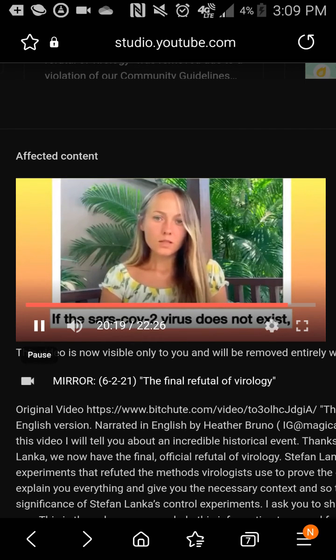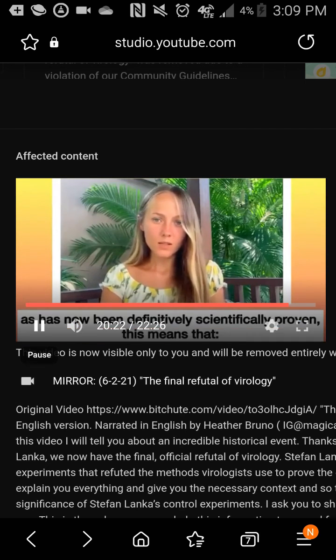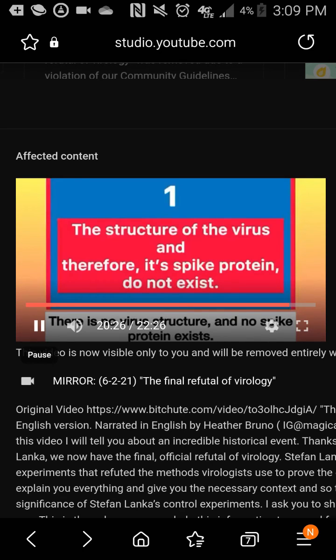If the SARS-CoV-2 virus does not exist and has now been definitively scientifically proven, this means that there is no virus structure and no spike protein exists. I know someone will definitely ask about research on spike protein. If you read these studies, you will see that they do not get this protein from the virus. They get a recombinant protein, and this is done in the laboratory using fake computer-generated genetic sequences. In general, this is not a real spike protein derived from a real virus.